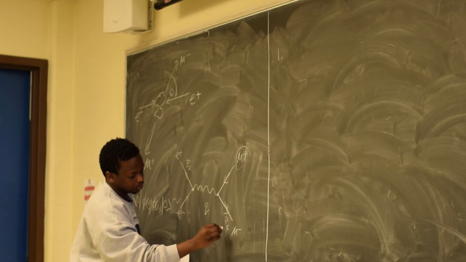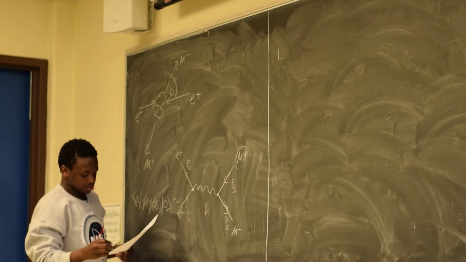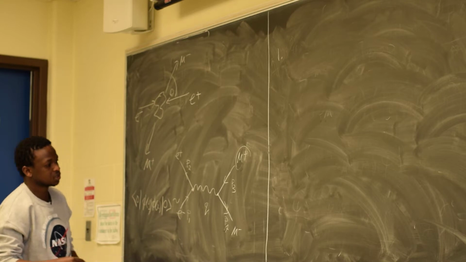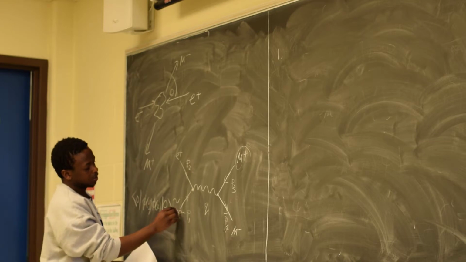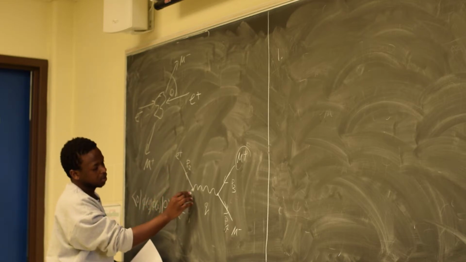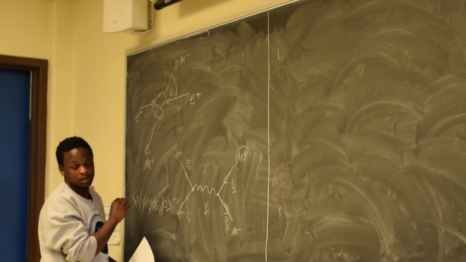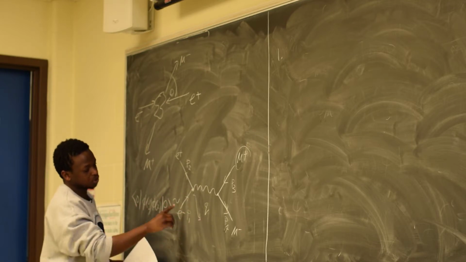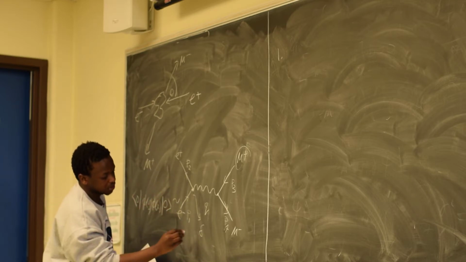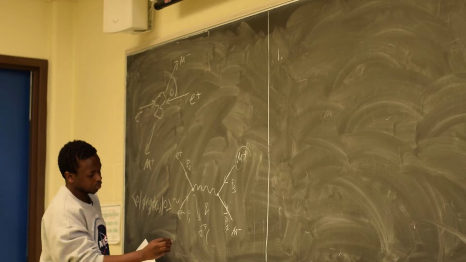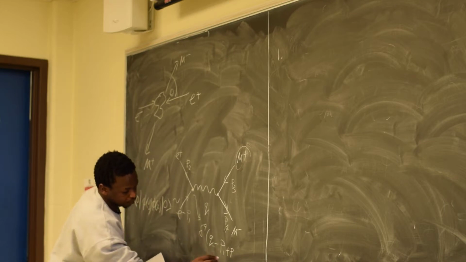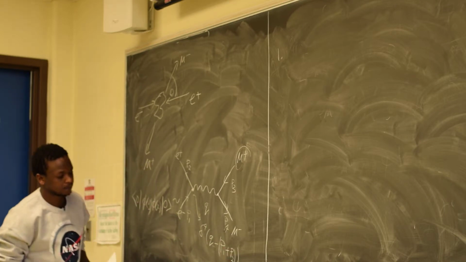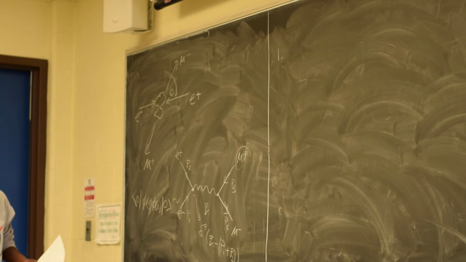Let me call this P4, P3, so I can stick to my notation. Okay, so now what we want is that the momentum coming in here must be the same as the momentum coming out, right? So the Feynman rule says if we want to impose that conservation of momentum, we need to put a delta sign here to ensure that the momentum is conserved, okay?